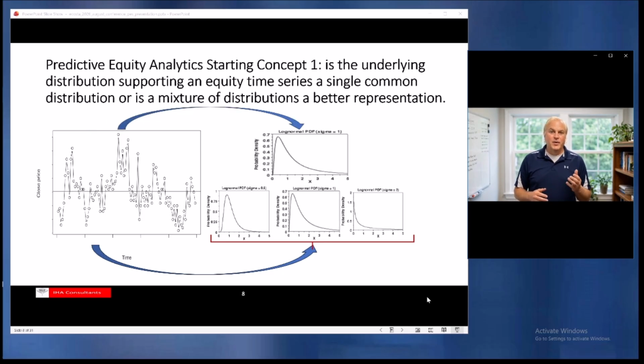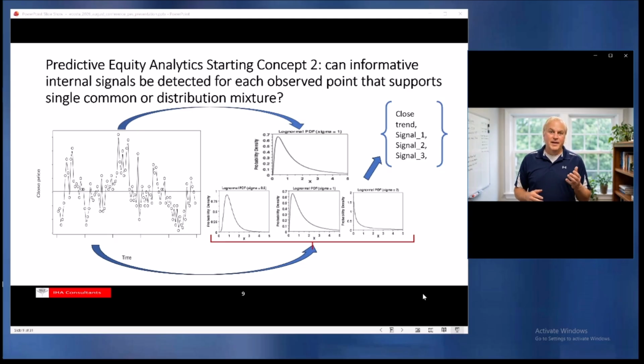AI-enabled predictive equity analytics starting concept 1: is the underlying distribution supporting an equity time series a single common distribution, or is a mixture of distributions a better representation? Starting concept 2: can informative internal signals be detected for each observed point that supports single common distribution or distribution mixture? Answer: yes.